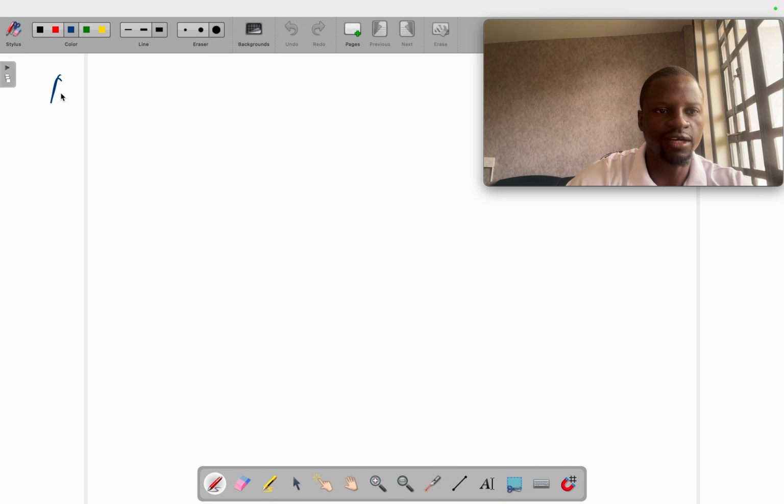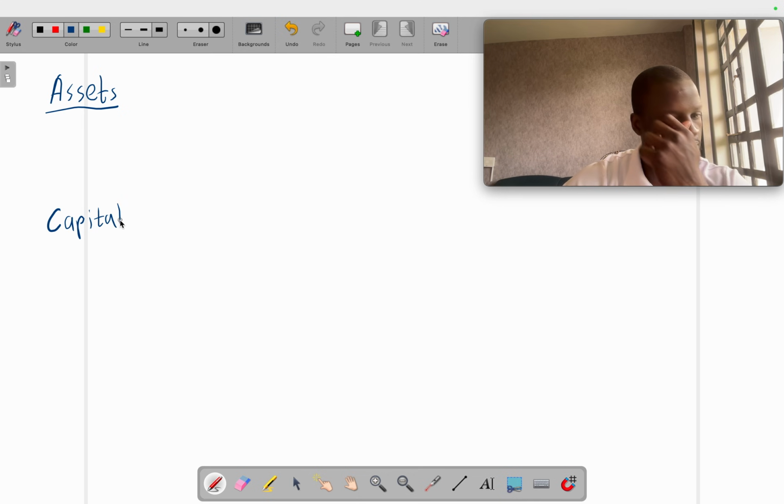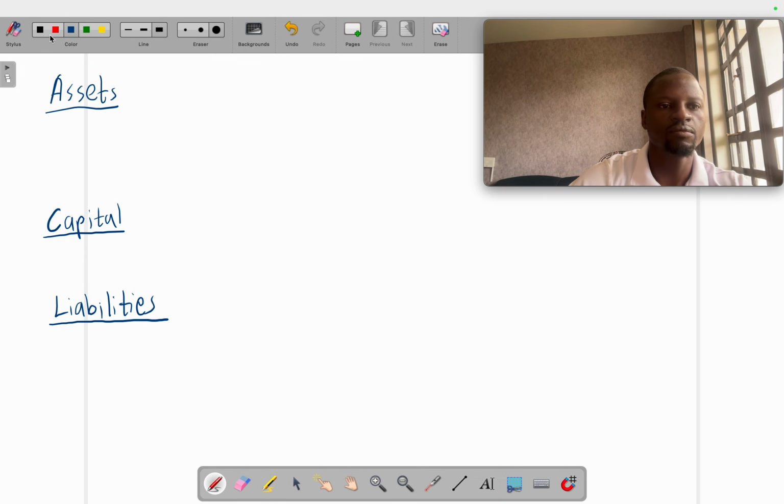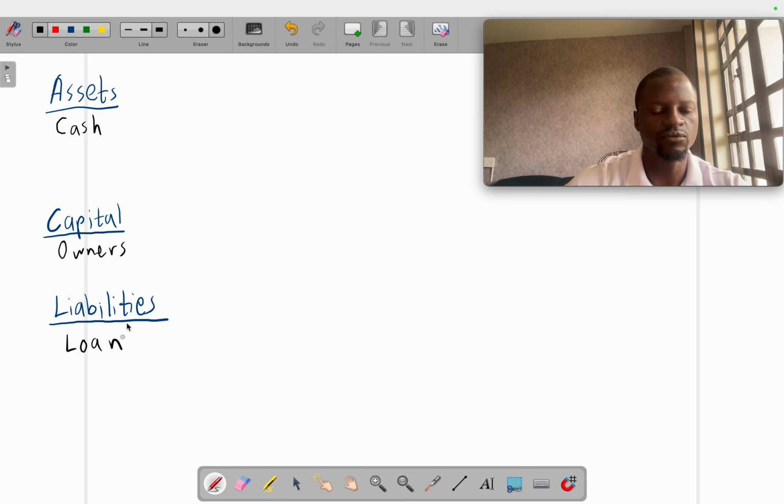So in a balance sheet you find assets, you find capital, and finally you find liabilities. Under assets you find something like cash, for example. Under capital you find the owners, and under liabilities you find something like loan. So when you start a business you have 0 there, 0 there, and 0 as loan.